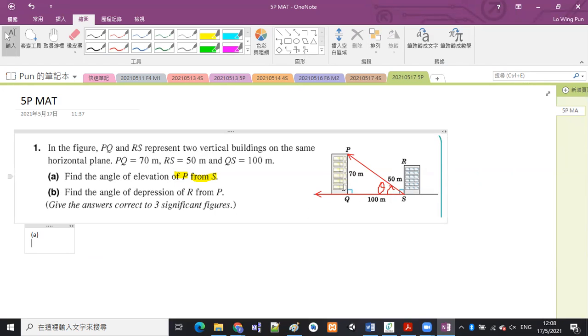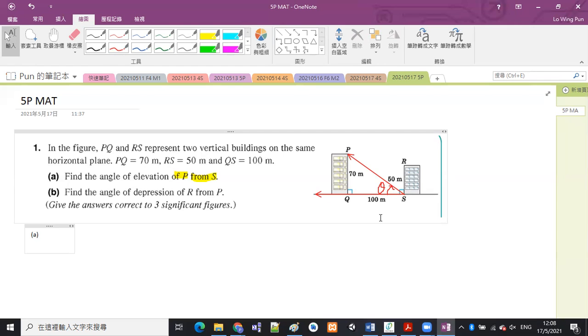Can you locate the triangle PQS? This is a right angle triangle. I want to find this theta, and 70 meters is the opposite side, and 100 meters is the adjacent side. So among sine, cosine, tangent, which one should I use to set up an equation? Check it out, sine theta and cosine theta.